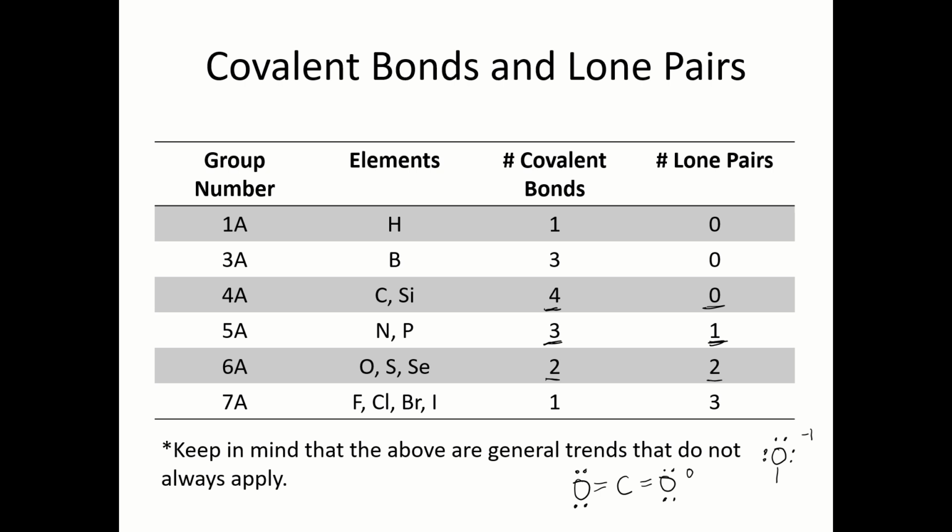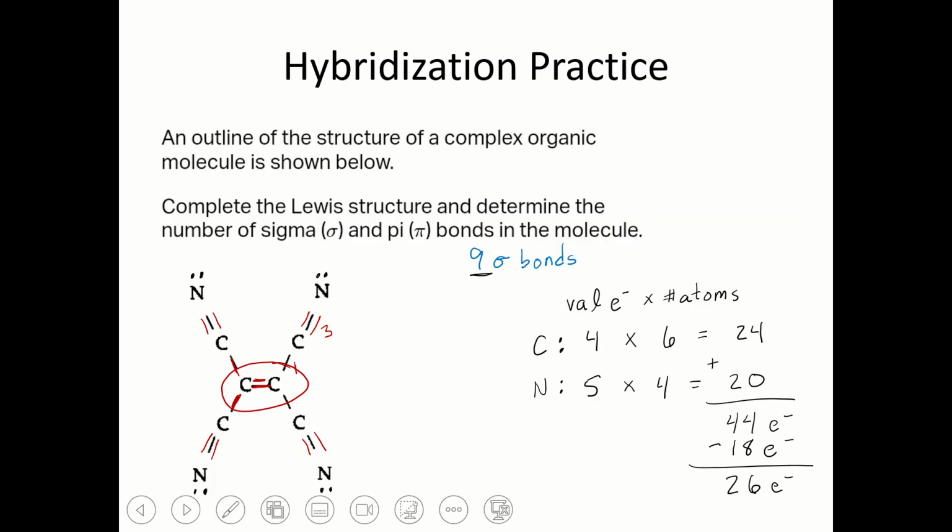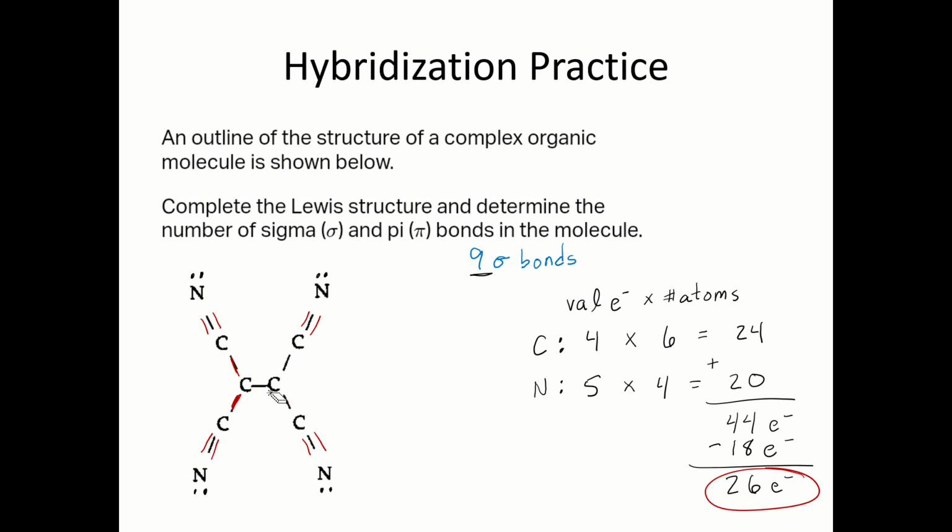Then I would go back and make sure that I have used up all 26 electrons in all those bonds that I added. So I'm going to go back and erase real quick, just so we can see exactly what I've added to this structure.